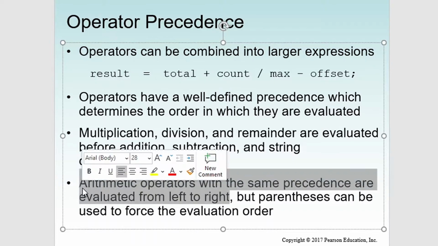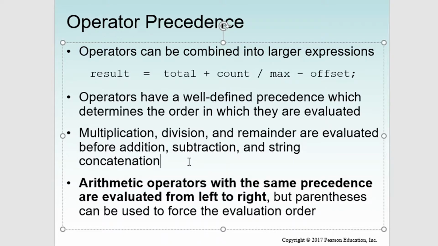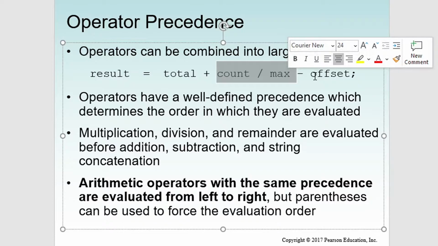So this is actually kind of important to know because it seems like whenever I give questions about this on the test, a lot of students get this wrong, meaning they don't remember you go left to right for operators with the same precedence, such as multiplication and division. But parentheses can be used to force evaluation order. So knowing that we have the order of operations like we do in math in Java, we could determine that this operation will happen first. Count would be divided by max first, and then total and the result of this division will be added, and then offset would be subtracted.